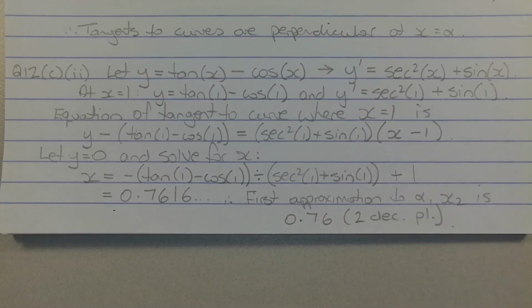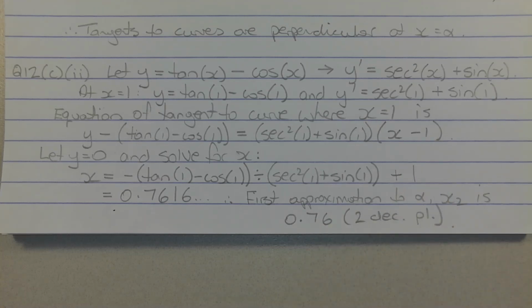Now the equation of the tangent to the curve where x equals 1 is given by the point gradient formula y minus y1 is equal to m outside of x minus x1. Now our y1 in this case is tan 1 minus cos 1. Our m, or the gradient, is sec squared 1 plus sine 1 in brackets, and our x1 is 1.